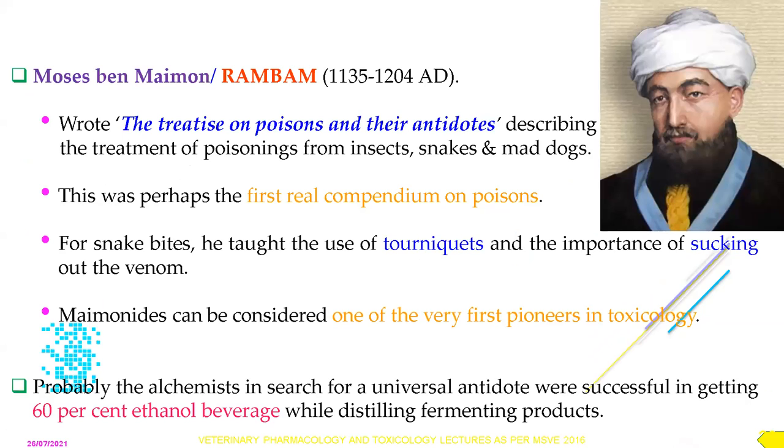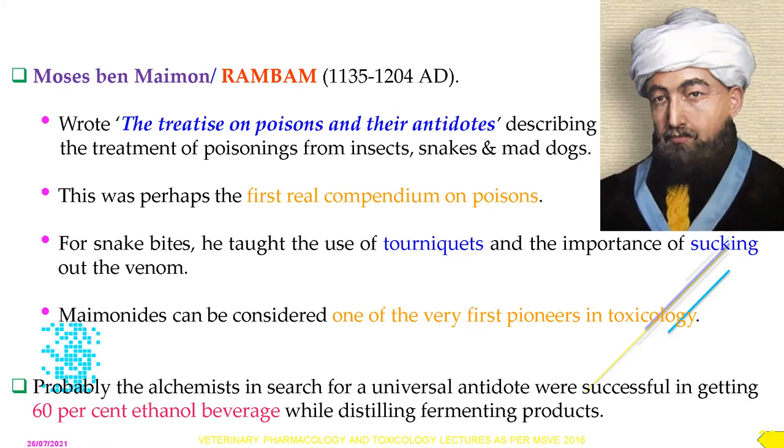And Moses ben Maimon, Rambam, who lived from 1135 to 1204 AD, wrote a famous book known as the Treatise on Poisons and Their Antidotes, describing the treatment of poisons from insects, snakes, and mad dogs. At that time, it was thought that mad dogs secrete a poison and death will occur, just like a snake bite, because the knowledge was very little during those years, about 800 to 900 years back.